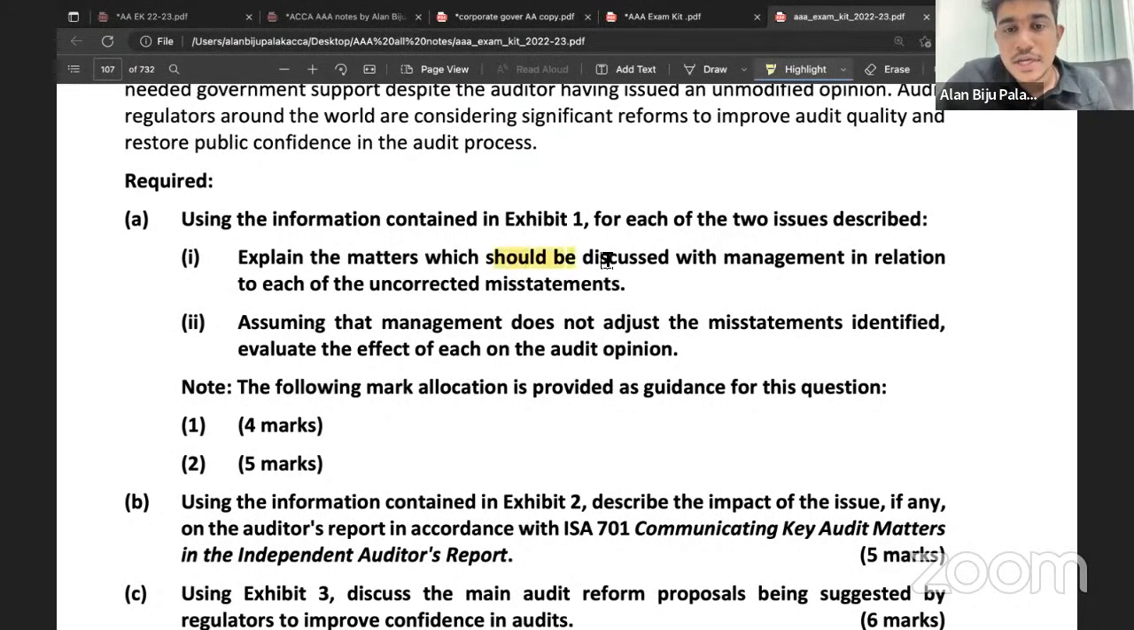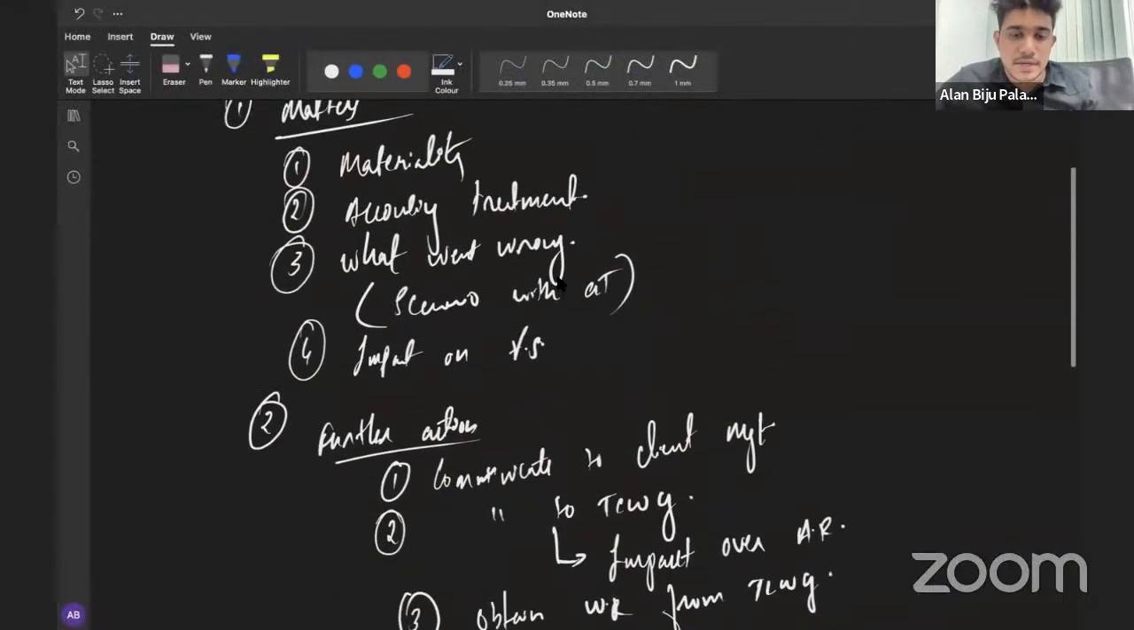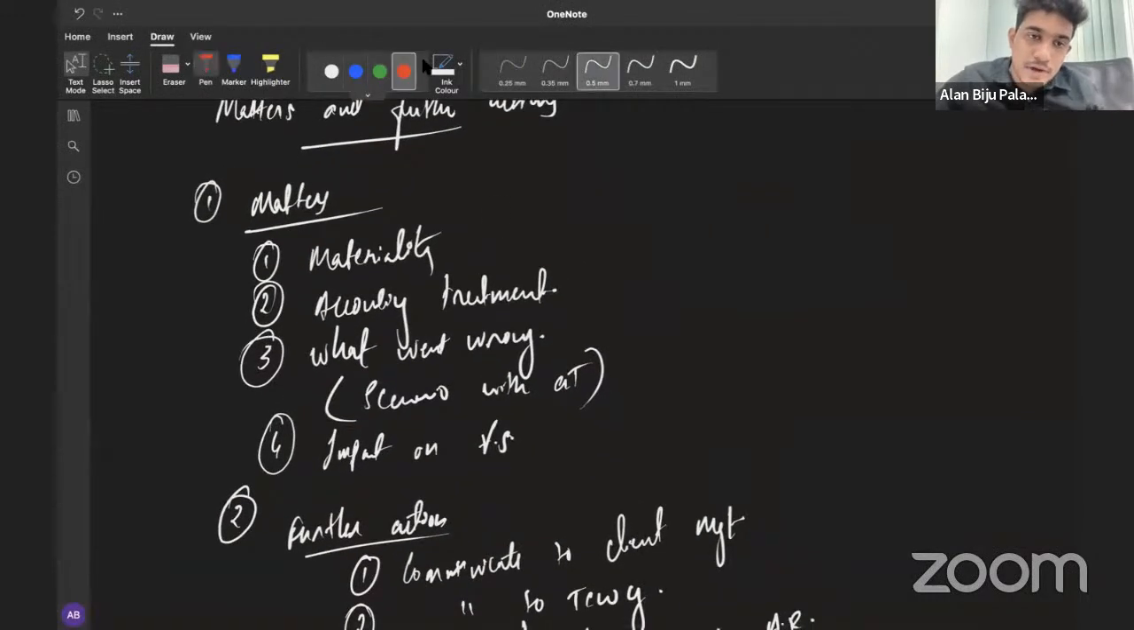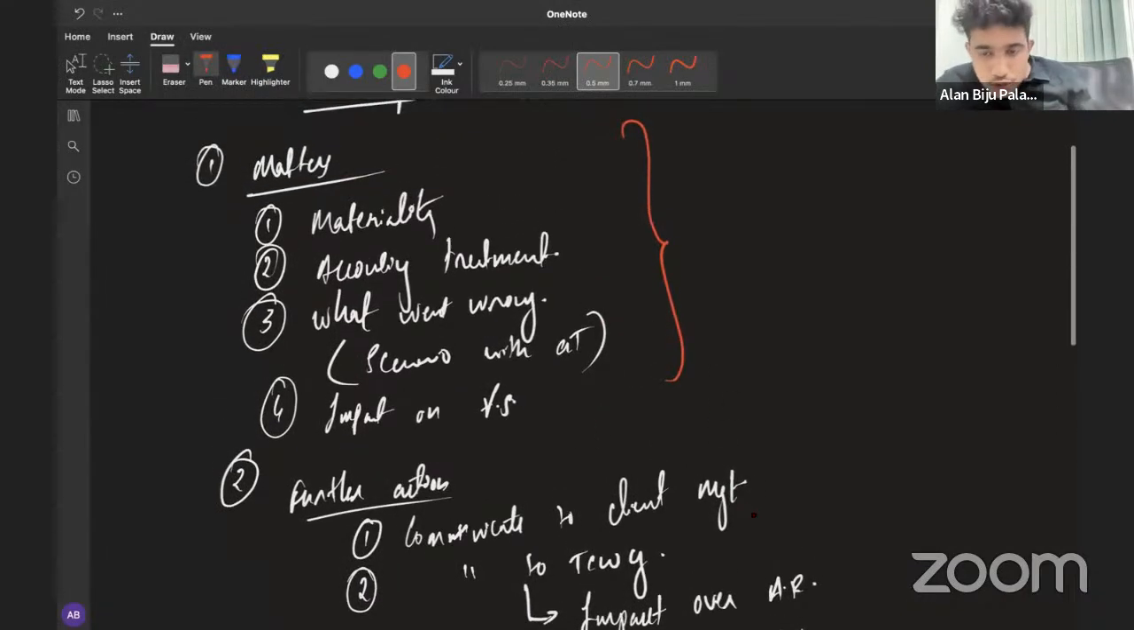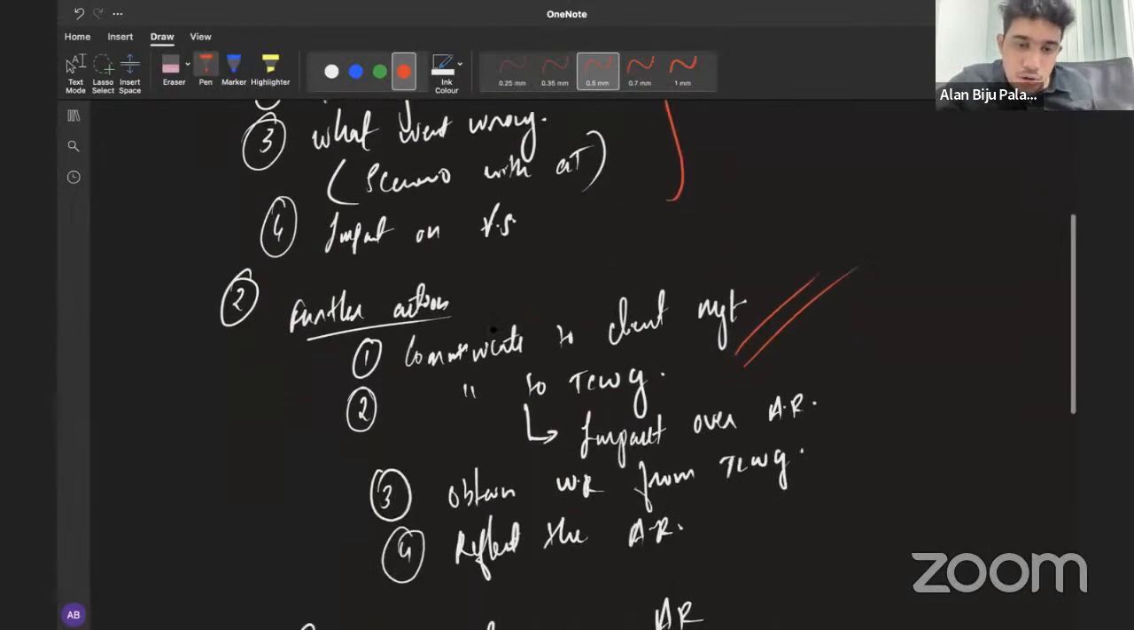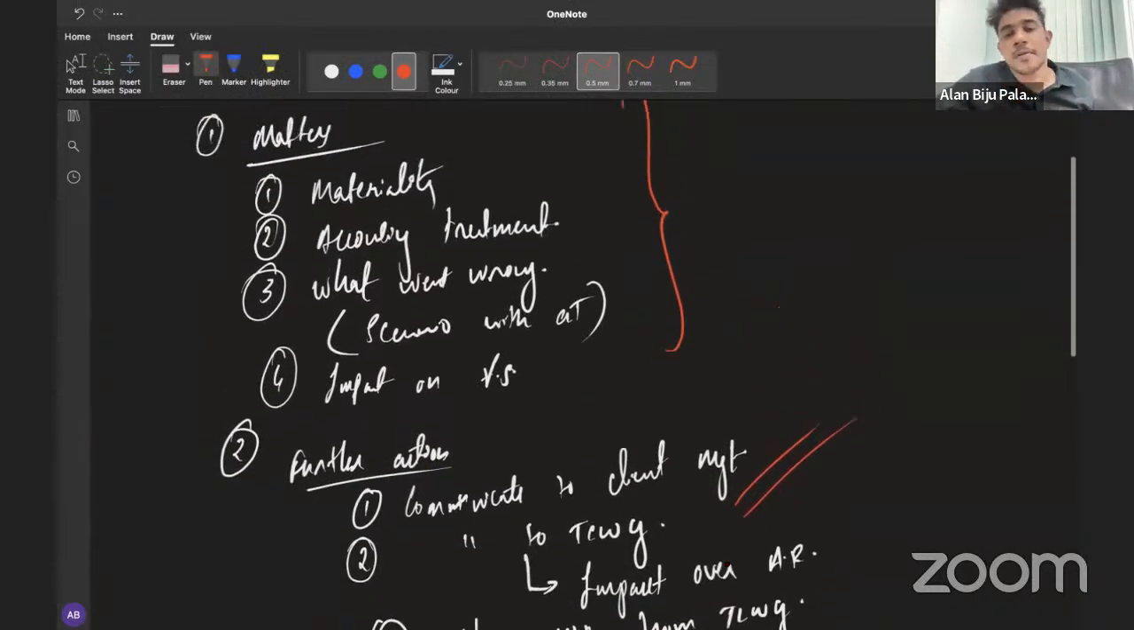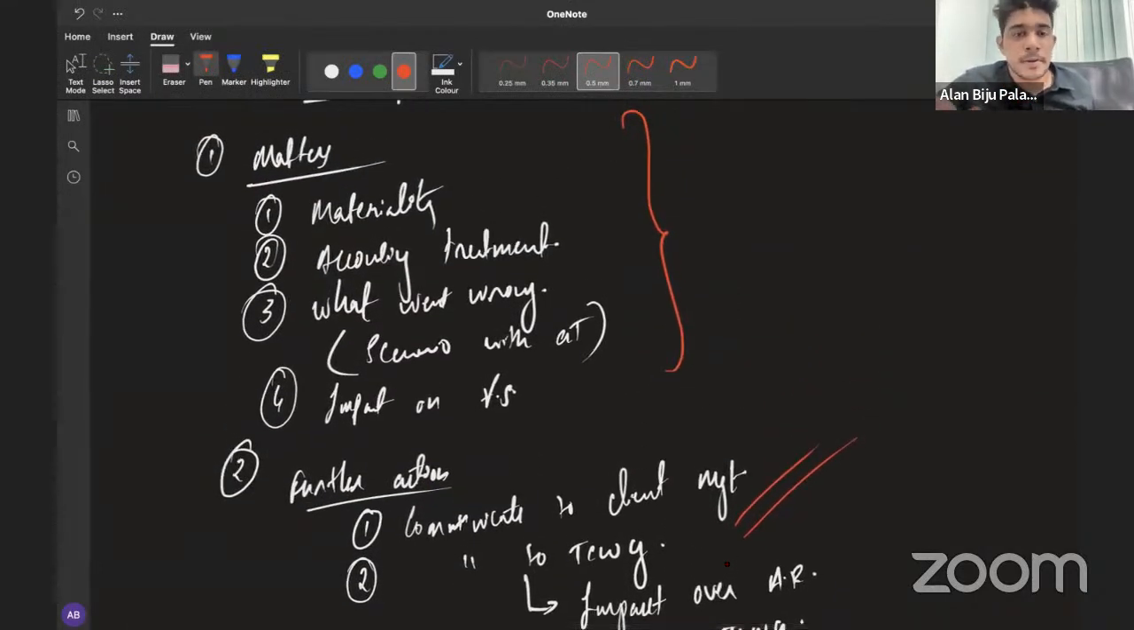In the prior question, it was the matters to be considered and further actions. So when you get a question on matters to be discussed with the management, there is only a slight difference in your answer: you need to provide the matters part, and instead of providing the whole further action section, you only mention what you need to communicate with the client's management. So whatever needs to be communicated with the client's management shall be provided, instead of providing the whole further action. So that's the only difference between matters to be considered and further action.